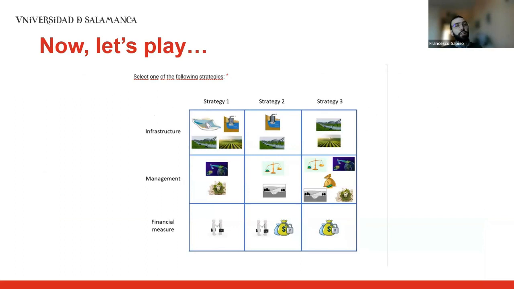Basically, you will have to vote on some different strategies to tackle all the problems we have seen before in this catchment. You will receive a link in a few moments in the chat, and you can open it and vote for the strategy. Each of the strategies, as you can see in this example, comes with different policy choices. For example, we can invest more in infrastructure, or more in management strategies, or in financial measures.